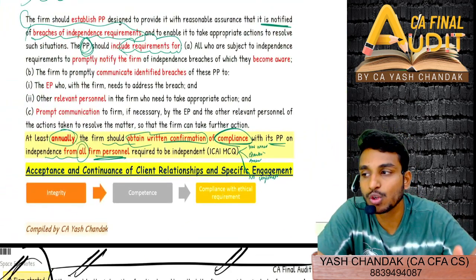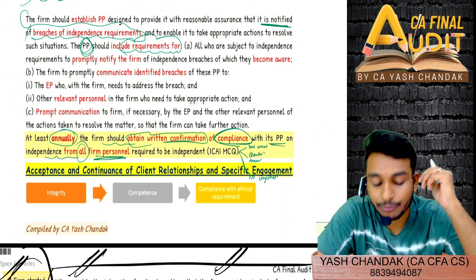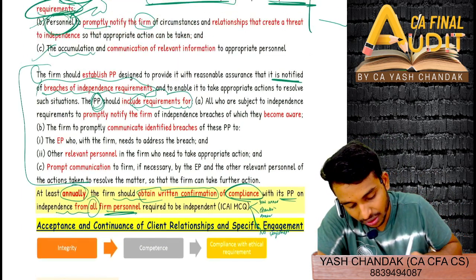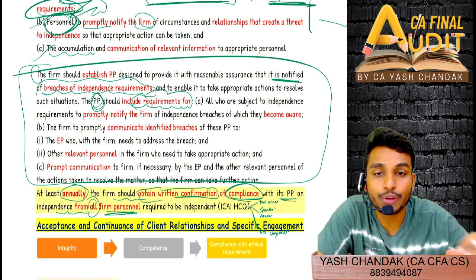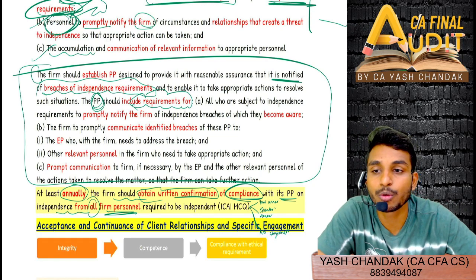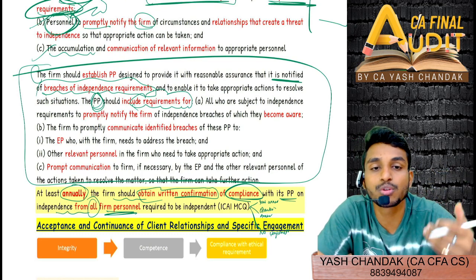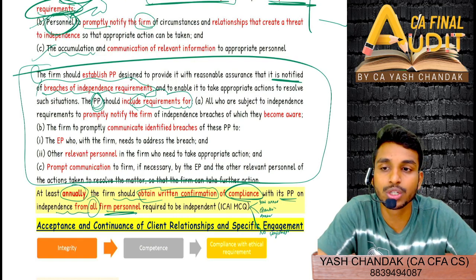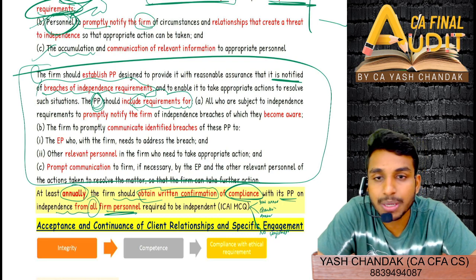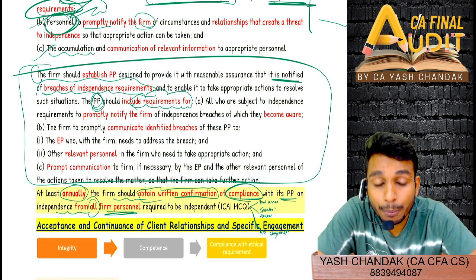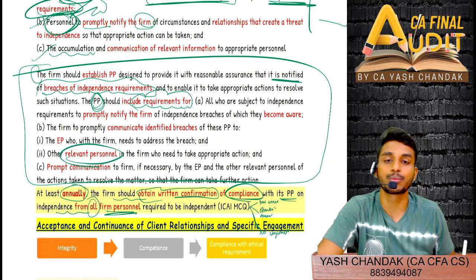So once you go through the MCQ, once you go through the question, you will also be in a position to predict what question can come from this point, if not yet asked in any platform of the ICAI. Just like we framed a question, if ICAI wants to frame one, they will provide for any identified breaches in the independence requirement. Your policies and procedures should include what all requirements? Should include requirements for the engagement partner and engagement team, and should prompt communication to any other relevant personnel in the firm who need to take the appropriate action.